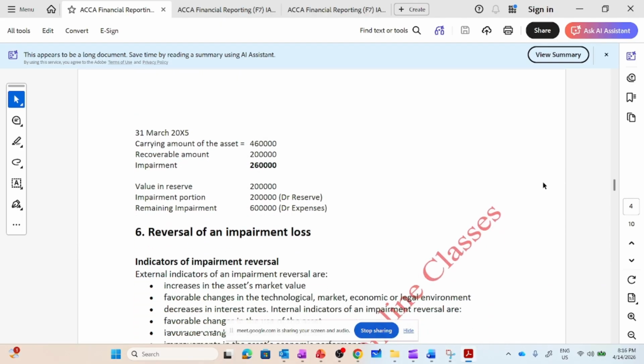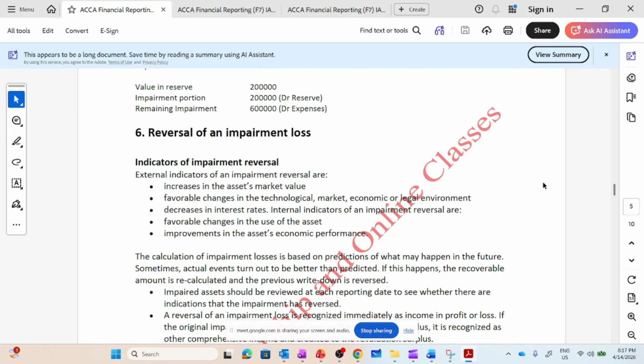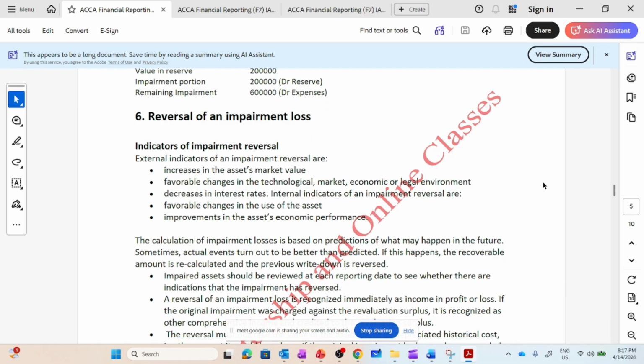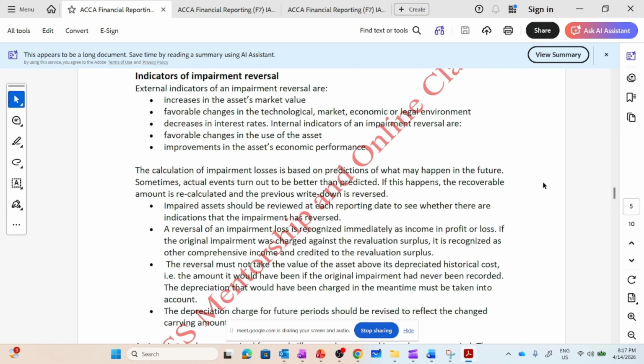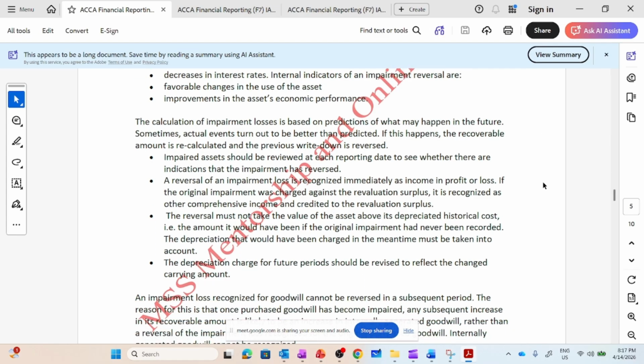So now we are talking about reversal of impairment loss. In a situation where we have recognized an impairment, we want to reverse based on the indicators that we should reverse our impairment. What are we going to do? Which is very much important. It is very much important you understand this concept. It is frequently tested in the examination.